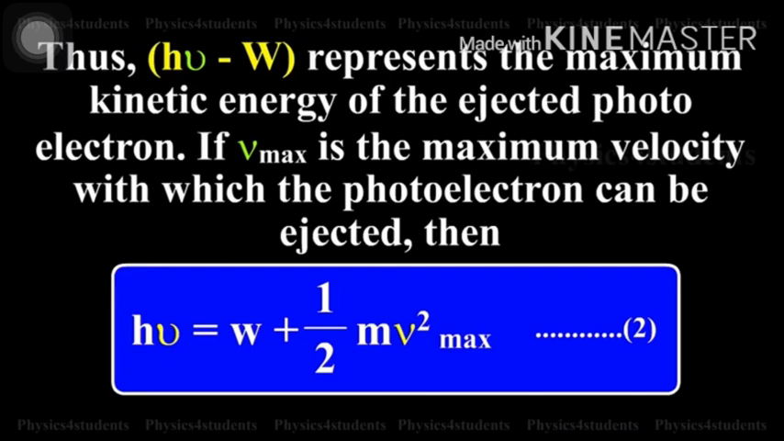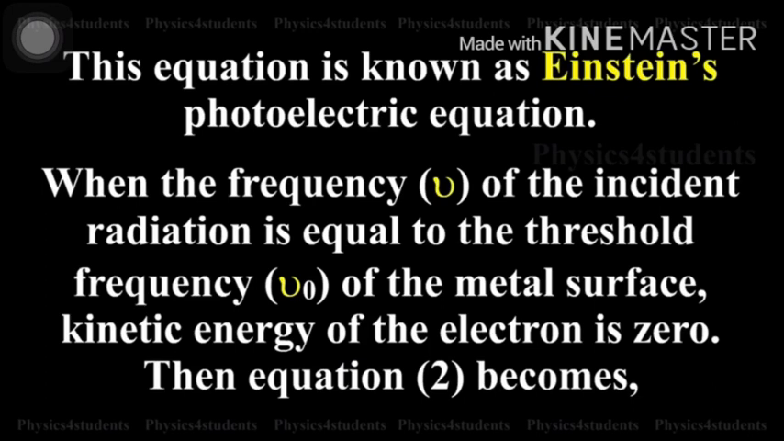And if V max is the maximum velocity with which the photoelectron can be ejected, then h nu is equal to work function plus half m v squared max. Now, both the equations are known as Einstein's photoelectric equations.